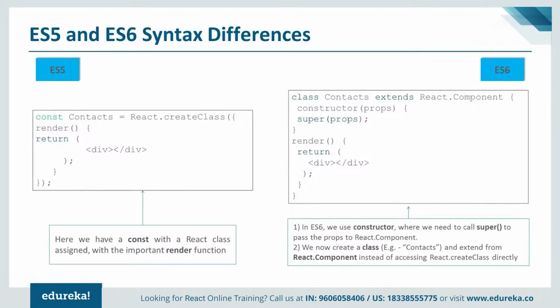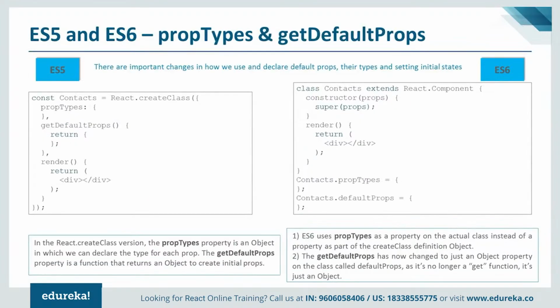First difference, syntax. No more React.createClass as it was in ES5. Now we use React.Component, specifically a class name which extends React.Component. The second difference is propTypes and getDefaultProps. The propTypes property is an object in which we can declare the type for each prop. Now we declare propTypes inside the constructor, so we have a constructor over here.